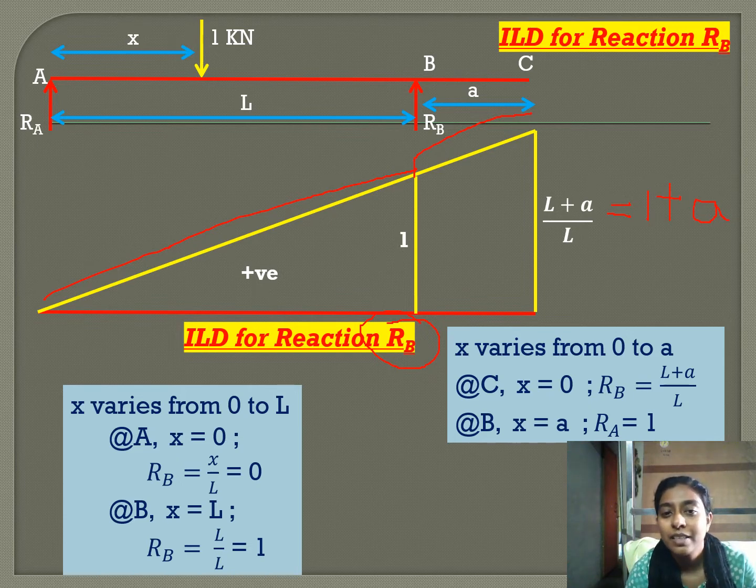So, remember, we know for a simply supported beam, the influence line diagram for RB varies from 0 at A to 1 at B. Just extend this to 1 plus A. That's all.